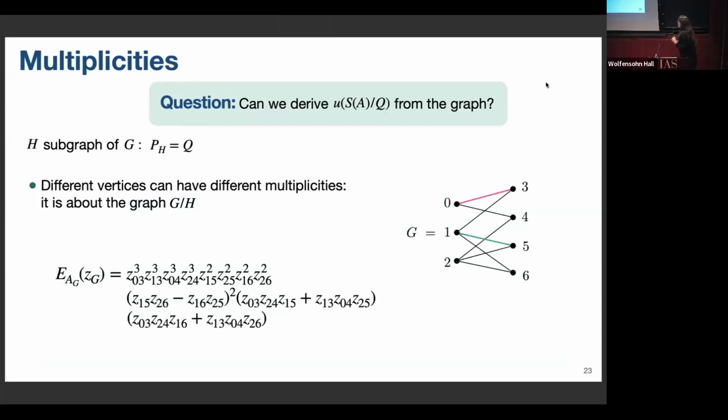So one first observation is the following. If we take H to be the subgraph of G whose edge polytope corresponds to the phase Q, so we're taking a phase and then we take the corresponding subgraph, then one first observation is that we've seen in the examples that different vertices can have different multiplicities. So if I just take the subgraph H, we're not going to get different information for different vertices. This means that it's something about this quotient graph that should also mimic a bit of what's happening in the definition of subdiagram volume.